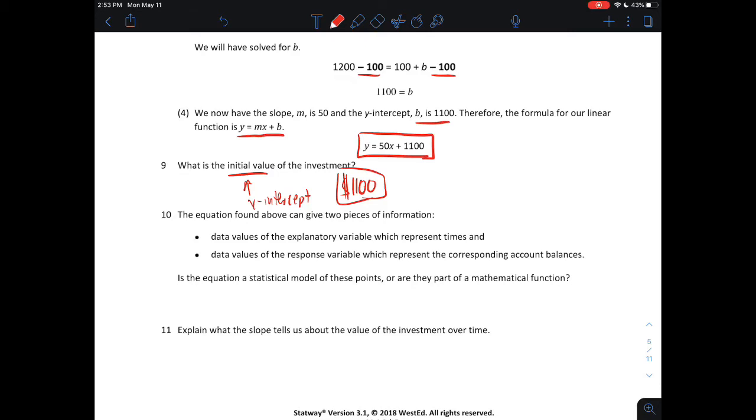Think back to the previous section. What was the difference? For a mathematical function, for any given x value, you're only allowed one response, one y value, which makes sense in this context. For any amount of time, you aren't going to get differing values of account balance. There's only going to be one. That's beneficial for you and also for the bank that you're investing in. So this is a mathematical function.